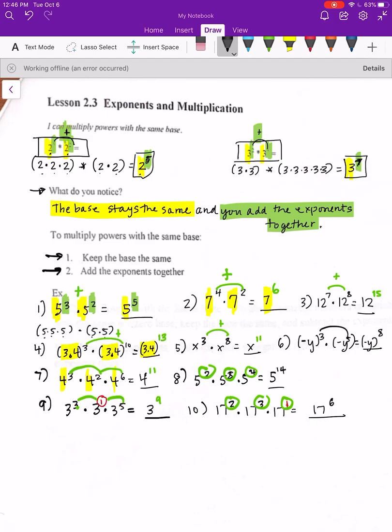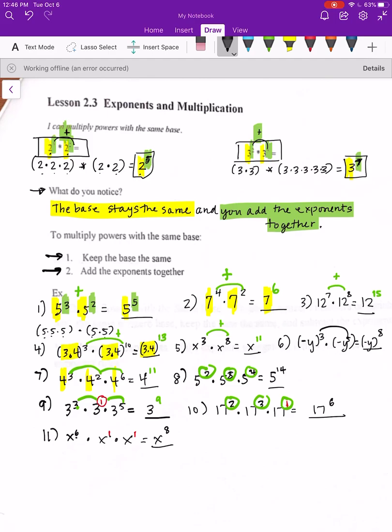All right, what about something like this? What about x to the 6th times x times x? So now you have 2 without variables, so all I do is throw in a 1. So you should have come up with x to the 6 plus 1, which would be 8, x to the 8th.